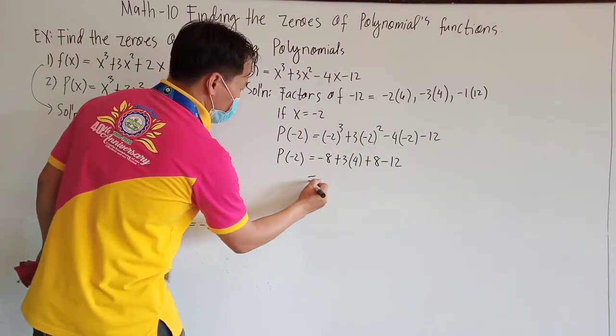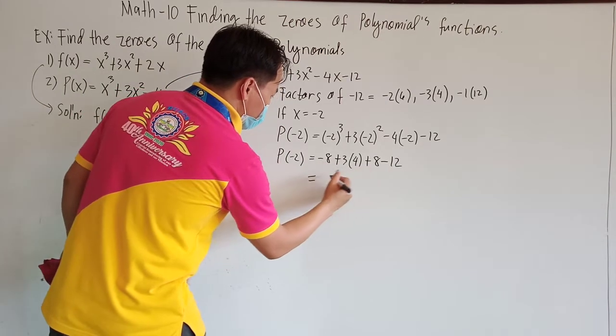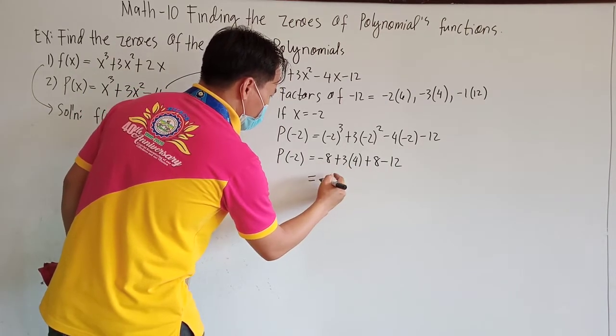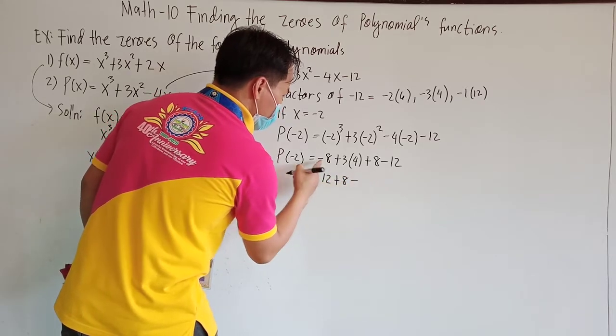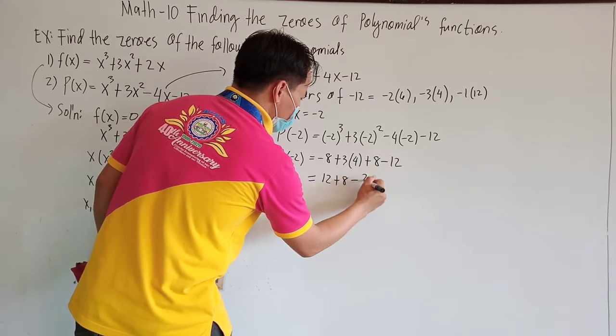Combine: negative 8 and negative 12 is negative 20. 3 times 4 is 12 plus 8.